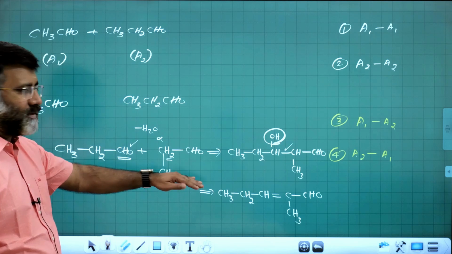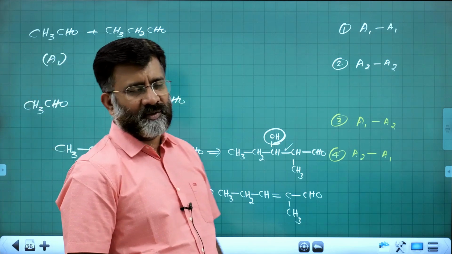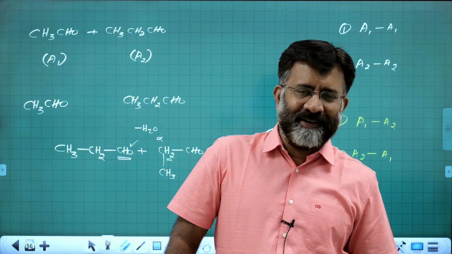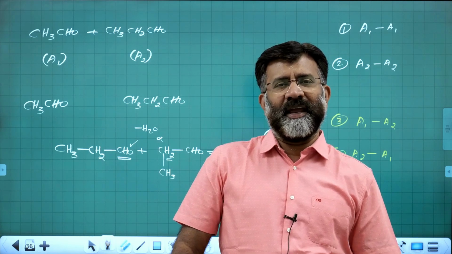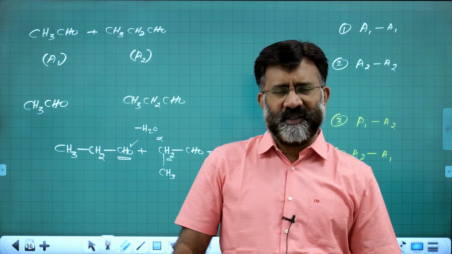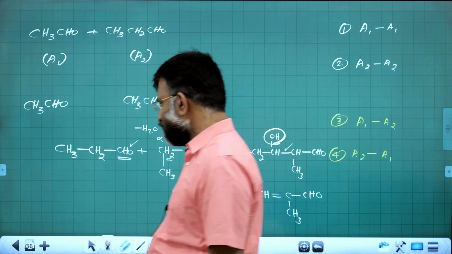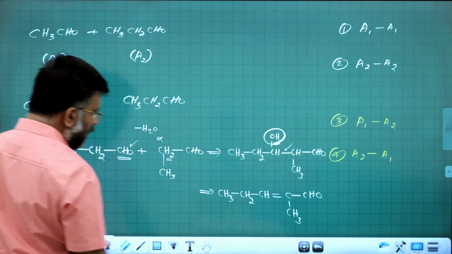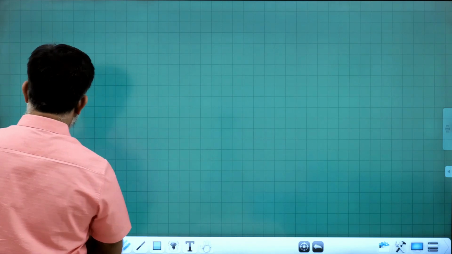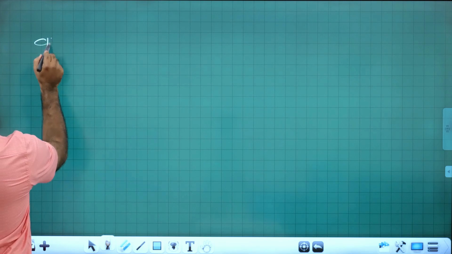And you know this is the A2 product. So the A1 product is already written. Now it is the A2 product, self-condensation. Now what about A1A2? How is the A1A2 product going to be formed?